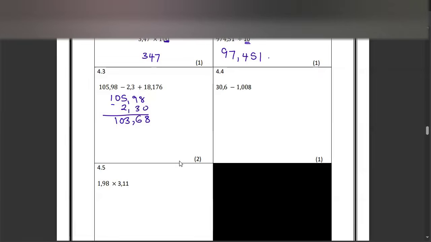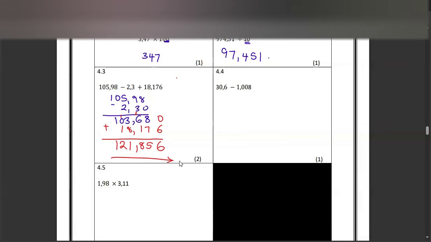Okay. Then we need to add the 18,176. So we can add a 0 there just for place holding. So 0 and 6 is a 6, 8 and 7, that's a 15. We carry 1. 6 and 1 is a 7 plus 1 is 8. We need to put our comma. 8 and 3 is 11. You carry 1. 1 and 1 is a 2 and the 1. So this becomes our final answer.